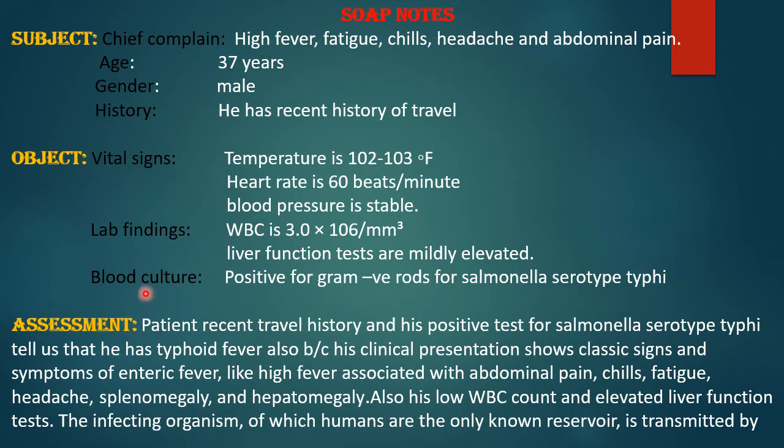Here we prepare SOAP notes according to our case study. What is the subject? Chief complaint, high fever. When he came to the emergency department, he had high fever, fatigue, chill, headache and pain. His age, gender and history: he has a recent history of travel. In objective we have vital signs. Temperature is 102 to 103 Fahrenheit, heart rate is 60 beats per minute, blood pressure is stable, and blood culture for gram negative rod is positive for Salmonella serotyphi.